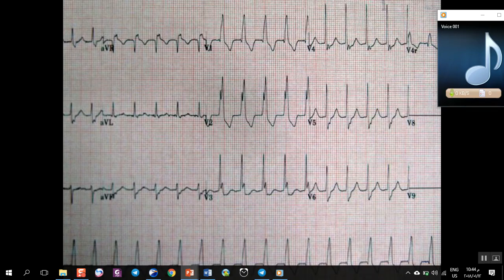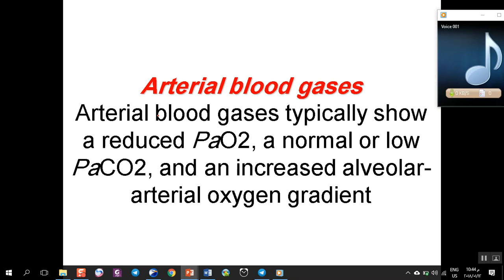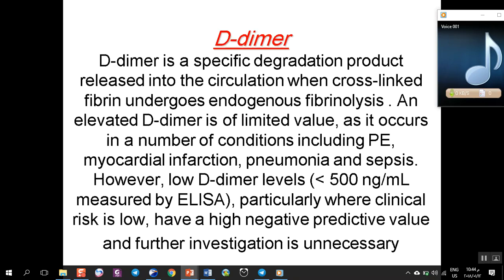Arterial gas, as we talked, we have hypoxia and hypercapnia, and D-dimer. D-dimer.